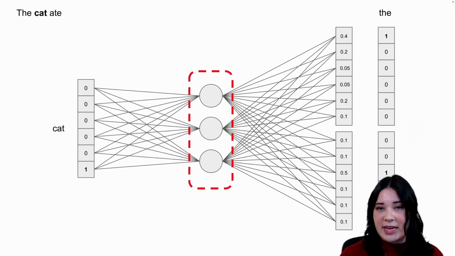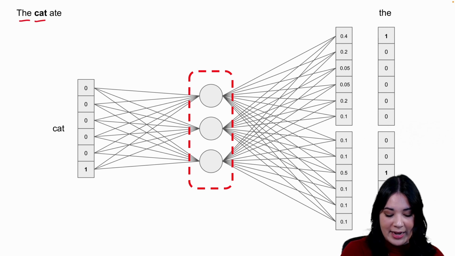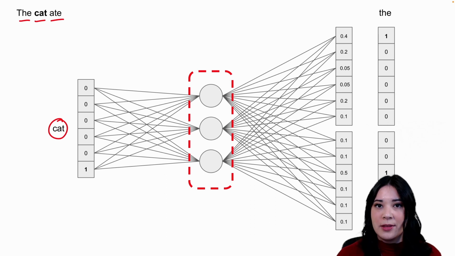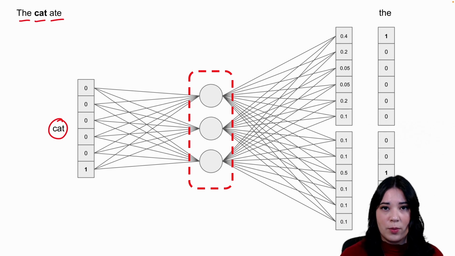For instance, taking our same sentence, the cat ate, we might put the word cat as a one-hot encoded vector into our model and want it to output both the and ate. We're putting in the target word and we're asking it to generate what the context words are around it. Even though we have a slightly different structure to our neural network, what we're after is still that hidden layer, which is going to give us the embeddings for our different words that consider the context of words around it.